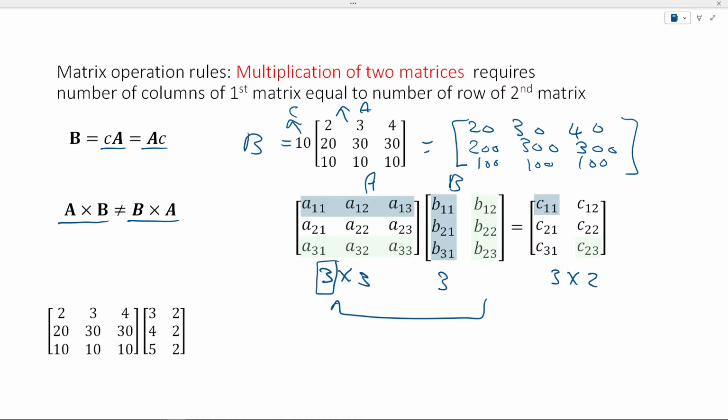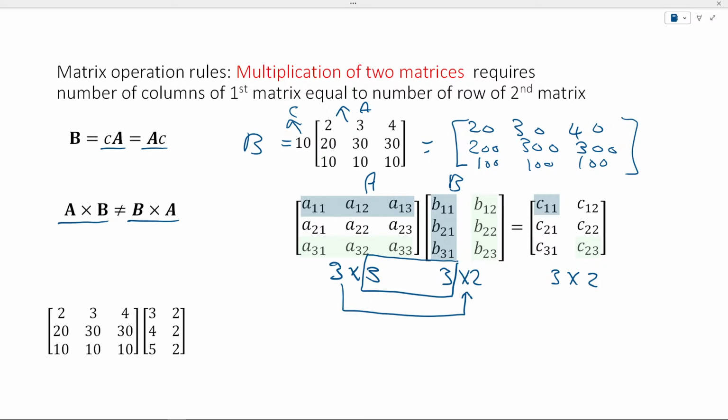Okay, so let me do this again. Here I have a 3 by 3 matrix. This is a 3 rows and 2 columns matrix. If I multiply these together, can I multiply them? Yes, because these two are equal. What would be the size of the resultant matrix? It will be 3 times 2, which is exactly what I got here.